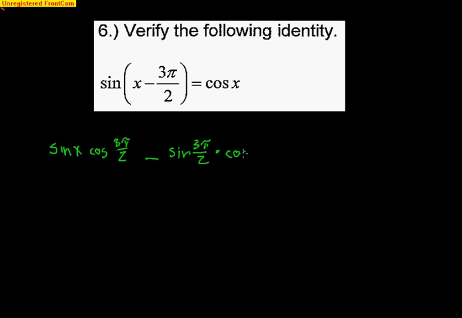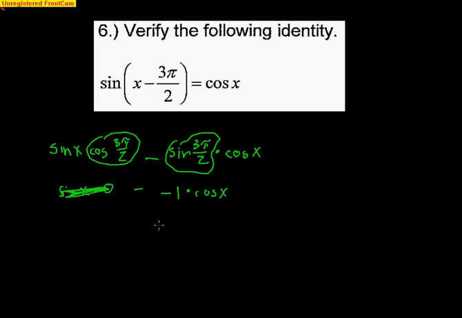What is cosine of 3 pi over 2? Guess what? Check out your unit circle. It's a big fat 0. Minus, what is sine of 3 pi over 2? Check it out. Unit circle. It's negative 1. Times cosine of x. Now, I have no idea what x is, but I know 0 times anything is 0. Wipes all that out. A negative and a negative make a positive. Cosine of x. There's my final answer. Hey, that's exactly what I was trying to get the whole time. So it could be very useful to help verify.